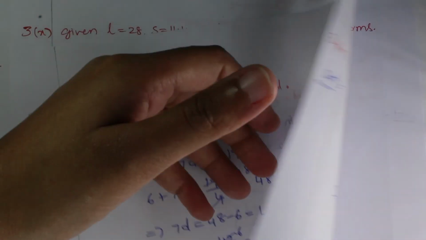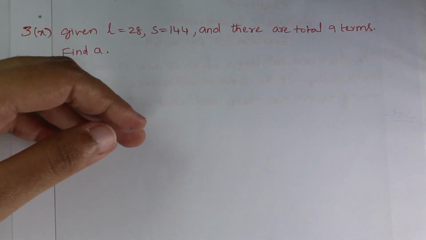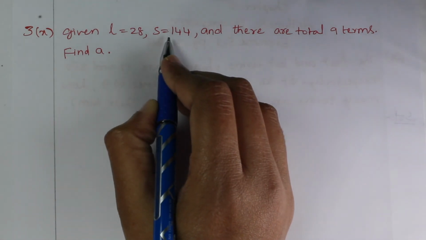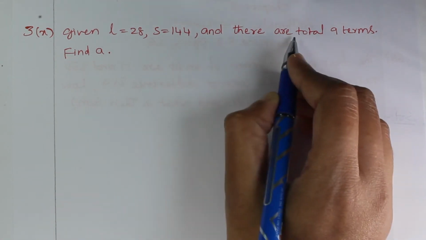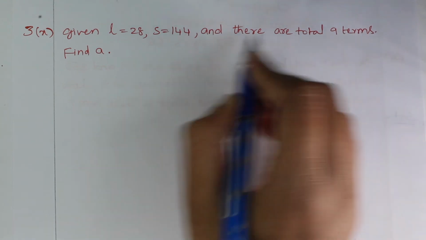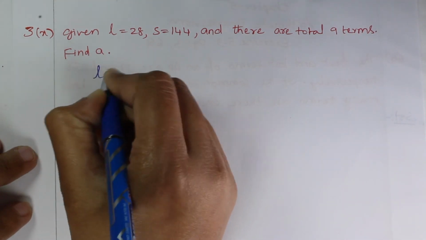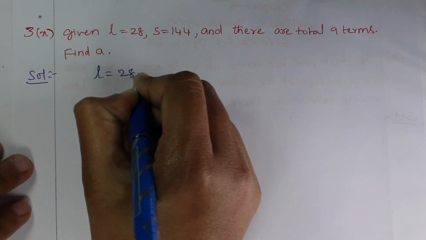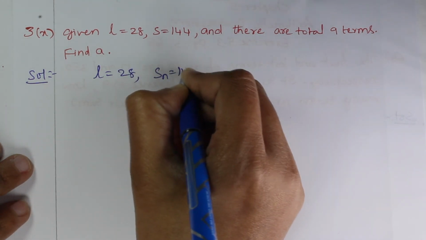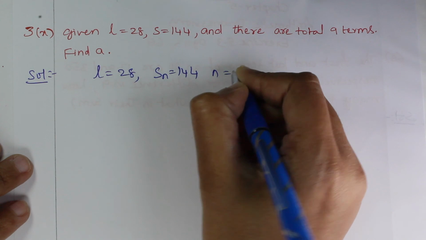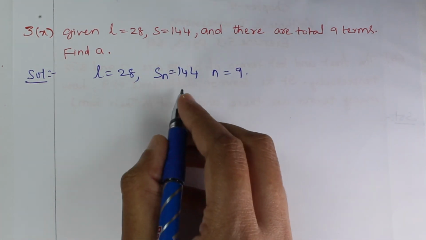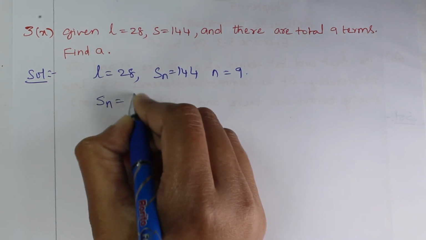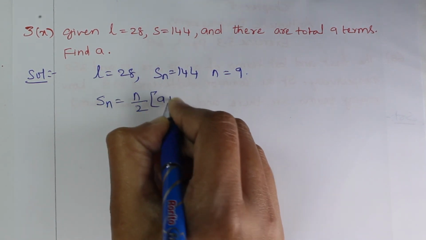Now let's move to the 10th question. Given L is equal to 28, S is equal to 144 and there are total 9 terms, find a. So he has given L is equal to 28, Sn is equal to 144 and n value is 9. We know the formula of Sn when the last term is given. What is the Sn formula? Sn is equal to n by 2 into a plus L.